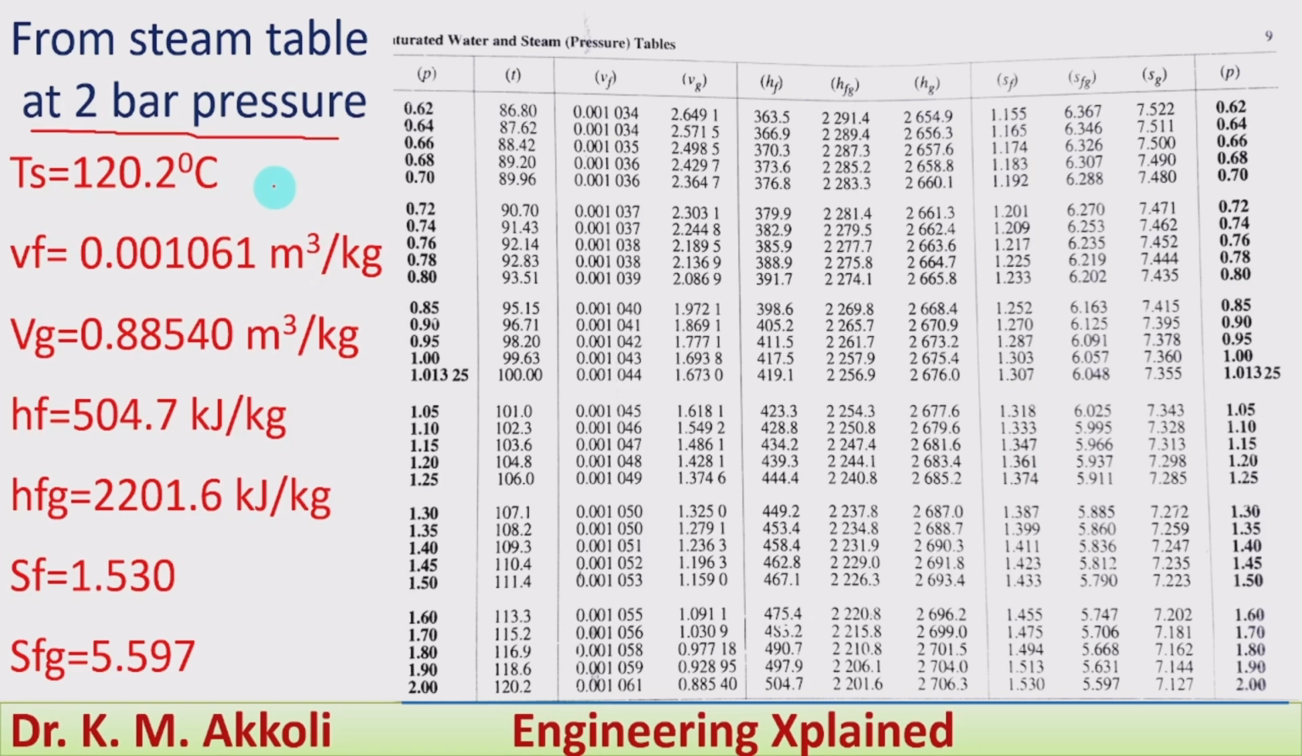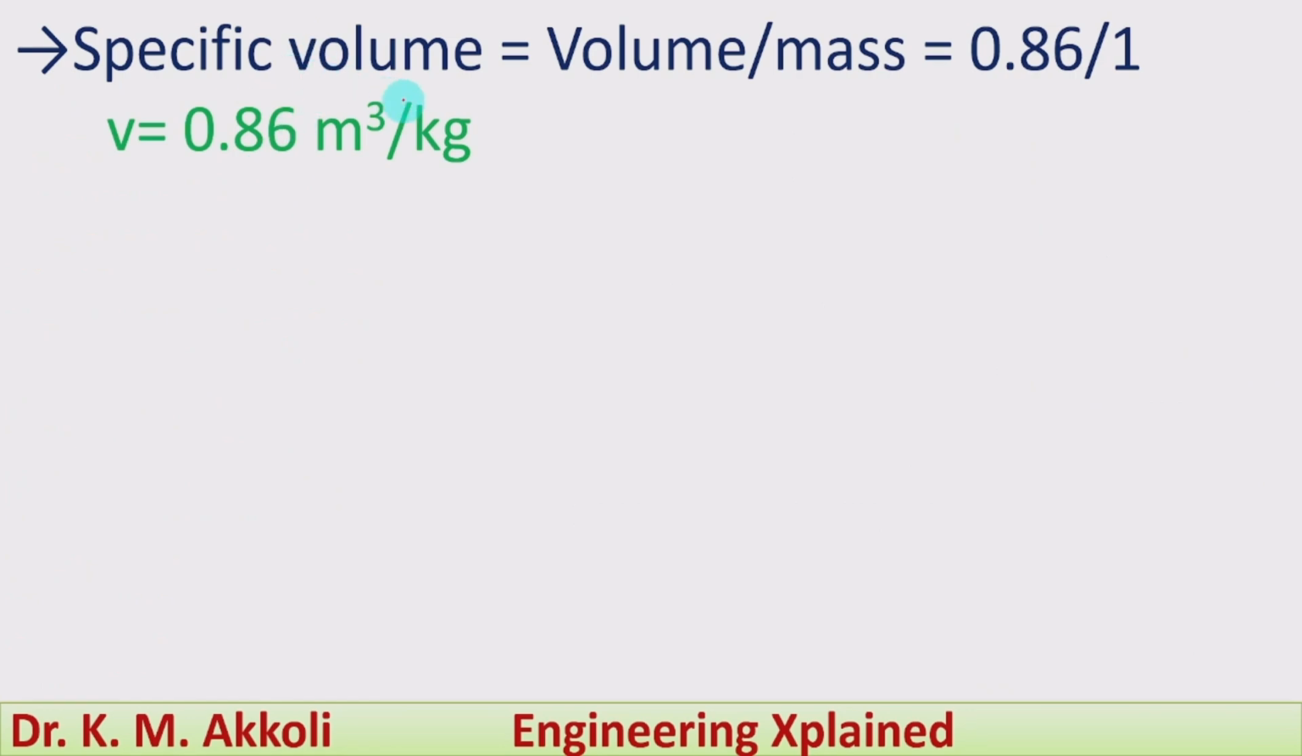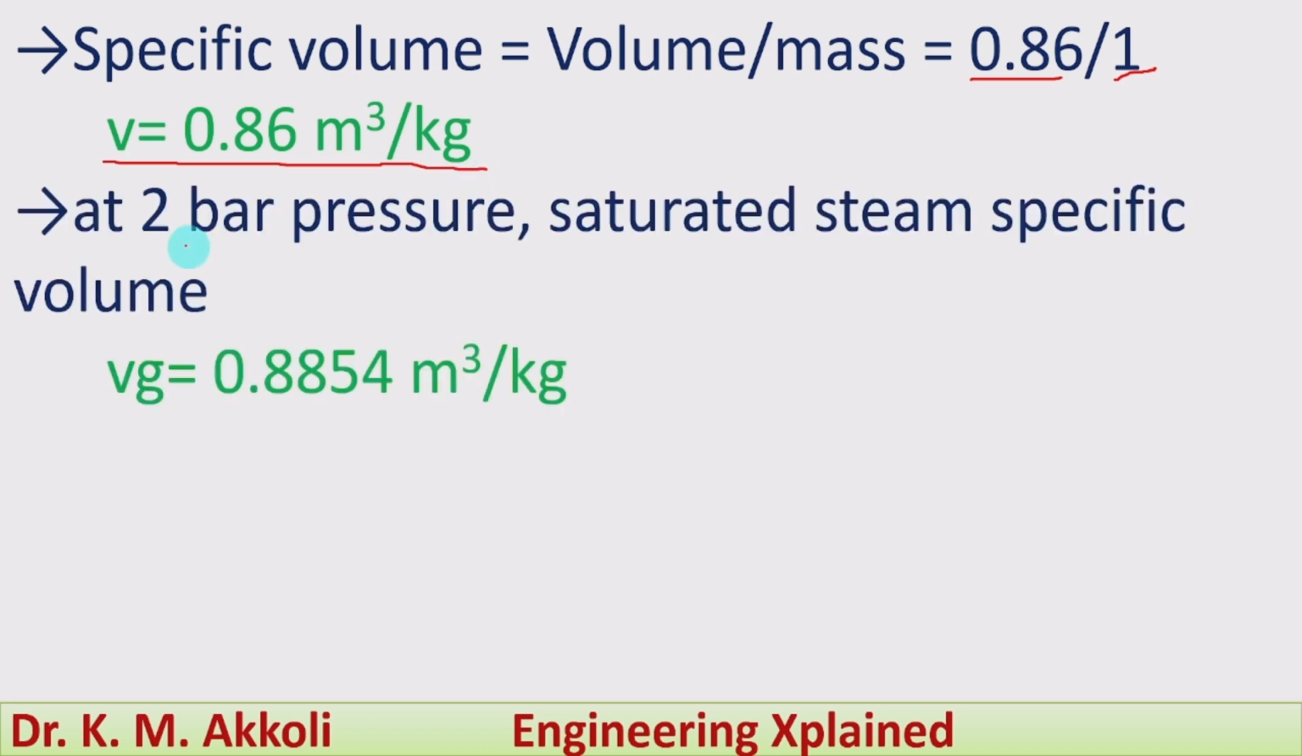Then moving further, first we will calculate the specific volume of the steam. The specific volume, by definition, is volume per mass of the steam. The volume is given as 0.86 and the mass of the steam is given as 1. Therefore, the specific volume of the given steam is 0.86 meter cube per kg. And from the steam table at 2 bar pressure, the saturated steam specific volume Vg we have taken, that is 0.8854 meter cube per kg.